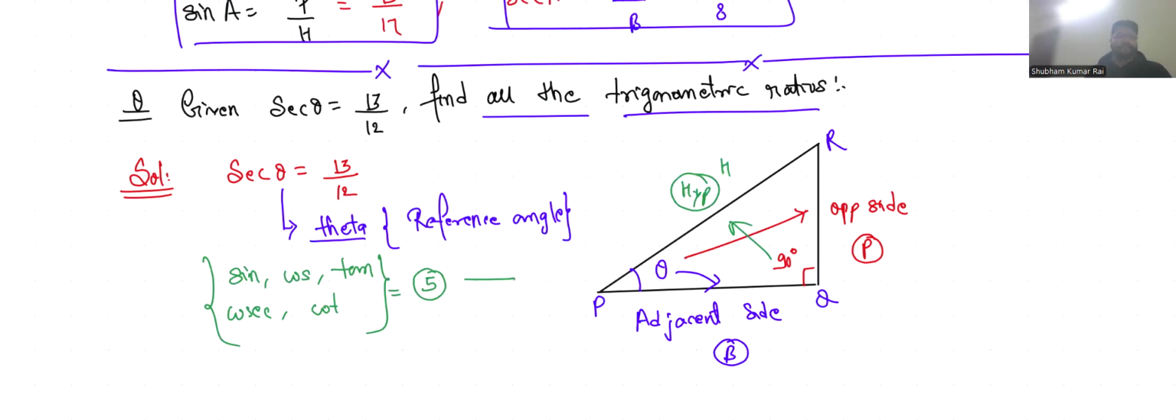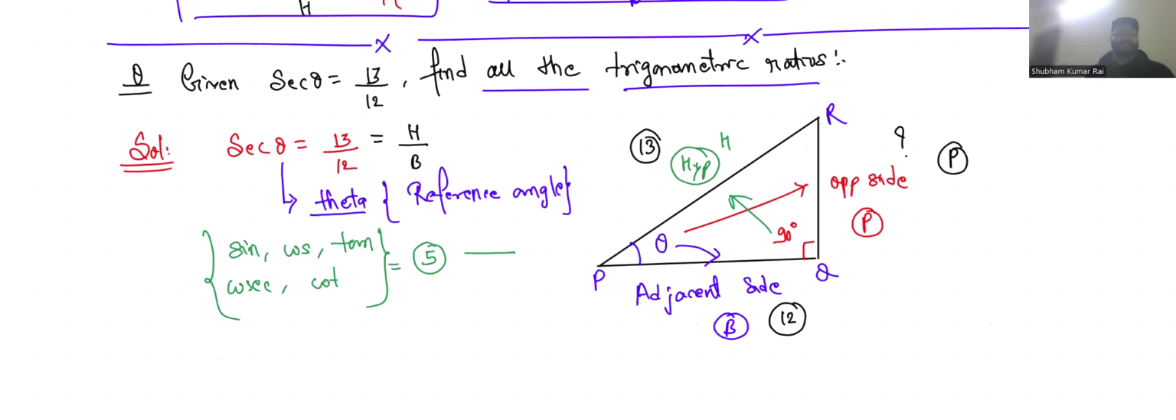Now, let us substitute the value. So what is sec theta? Here we know that sec theta is the inverse, or reciprocal, of cos. So it will become hypotenuse upon base, right? Because cos theta is base upon hypotenuse, so the reciprocal of that will be this. So here we have 13 as the hypotenuse and 12 as the base. So here we need to calculate the perpendicular part. If we want to calculate any of the hypotenuse, perpendicular, or base, what do we need to do?